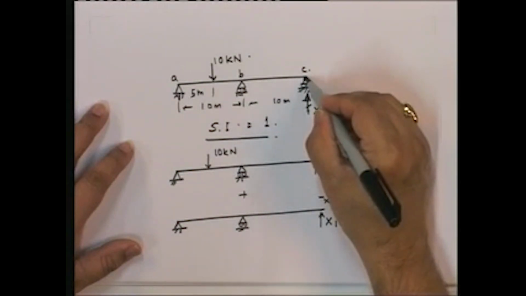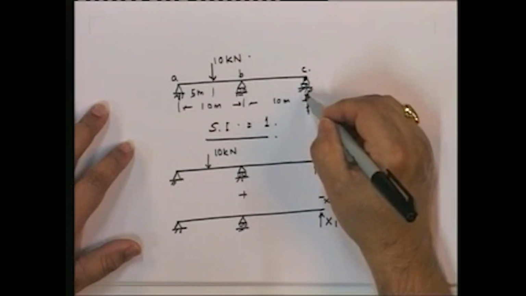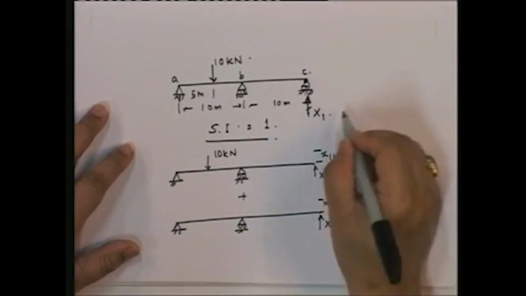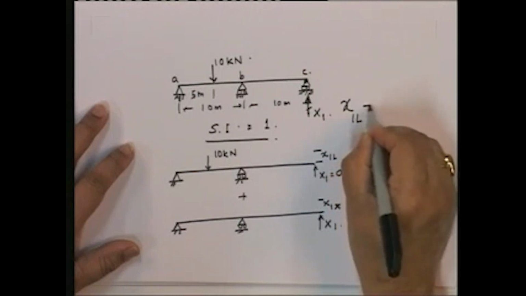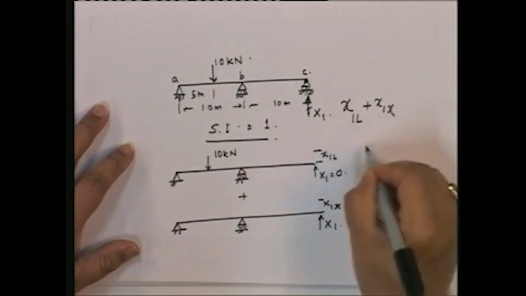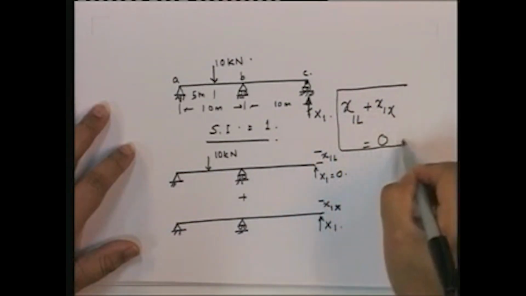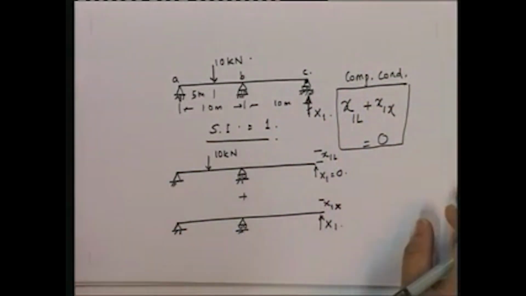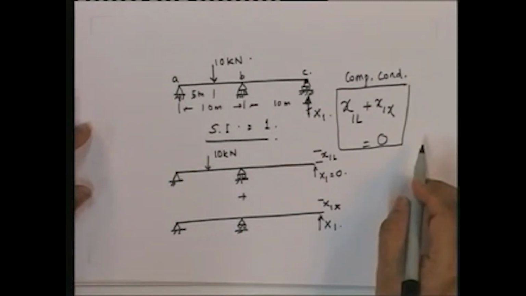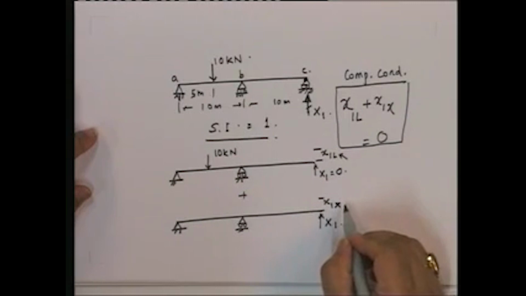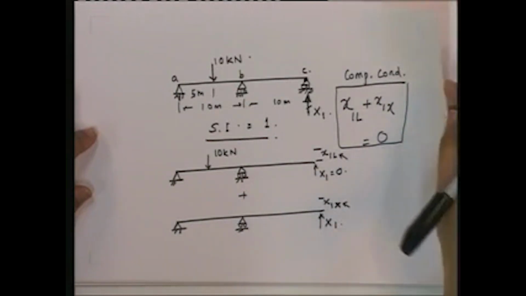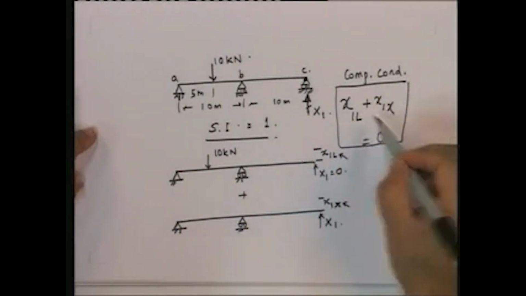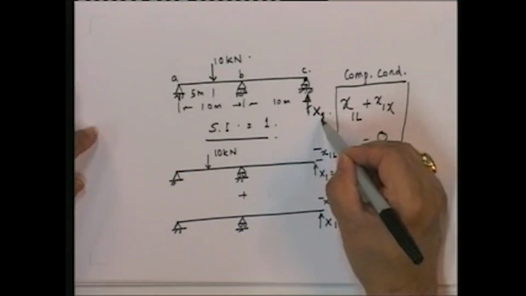The displacement of this point, since it's vertically restrained, is going to be equal to 0. And therefore, all we are saying, our compatibility condition, is x1L plus x1x is equal to 0. This is our compatibility condition. So the whole point over here is to find out these two displacements, and once we find them, we add them equal to 0 and we get that single equation that we can then solve for x1.